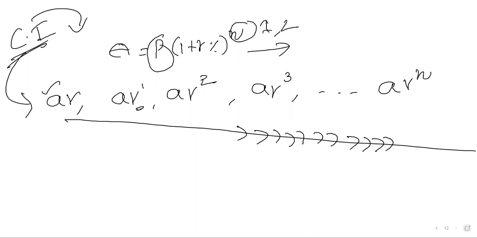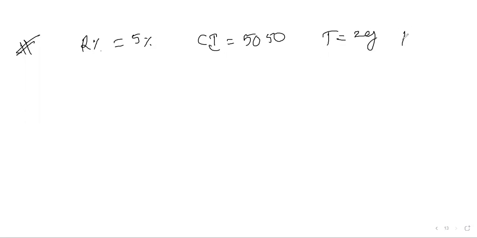Let me see one question. Let the rate of interest be, listen carefully, 5%. And the compound interest given in the question is, let's say, 5050. Then the number of years is 2 years. Then find the principal. This is the question.